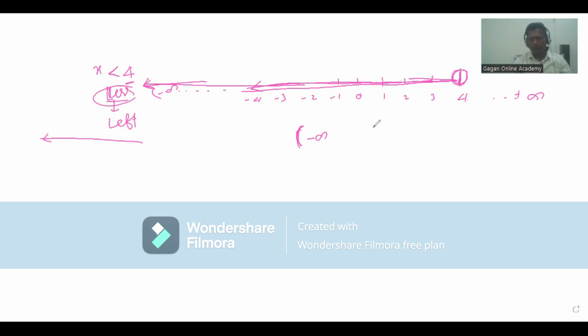Now here 4. So from minus infinity, we are taking all values up to 4. But 4 is not taken, so we have to put an open bracket. So this is the interval notation for this inequality, x less than 4.